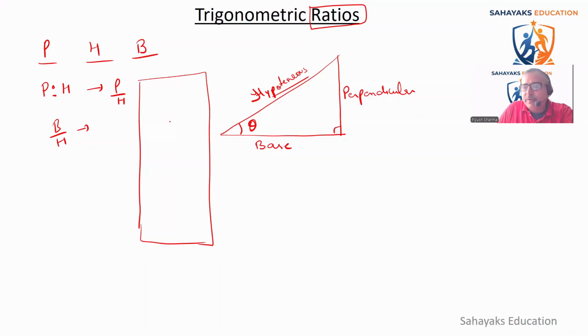Because a ratio can be between two things only. So we'll say it is P by H or P by B. These will be two. Then we have B by H or B by P. Or we'll have H by B or H by P. These are the only 6 things which are available, right? So when only these 6 things are available, they gave names to them. Okay, so I'll come to the names here.